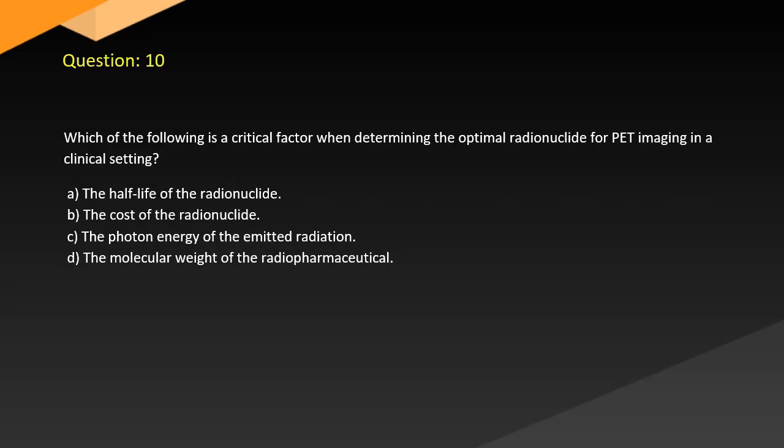Question 10. Which of the following is a critical factor when determining the optimal radionuclide for PET imaging in a clinical setting? A. The half-life of the radionuclide. B. The cost of the radionuclide. C. The photon energy of the emitted radiation. D. The molecular weight of the radiopharmaceutical.